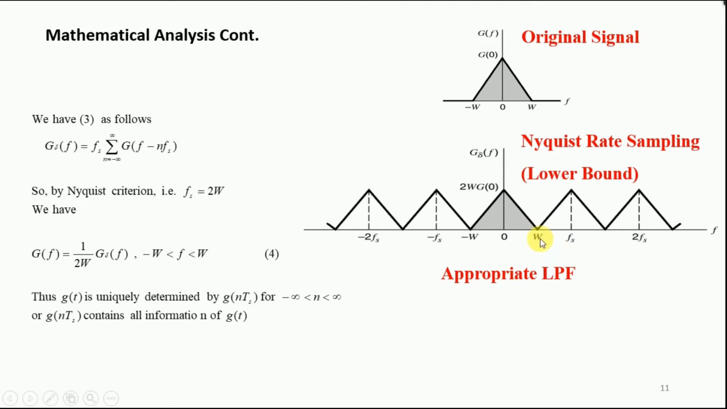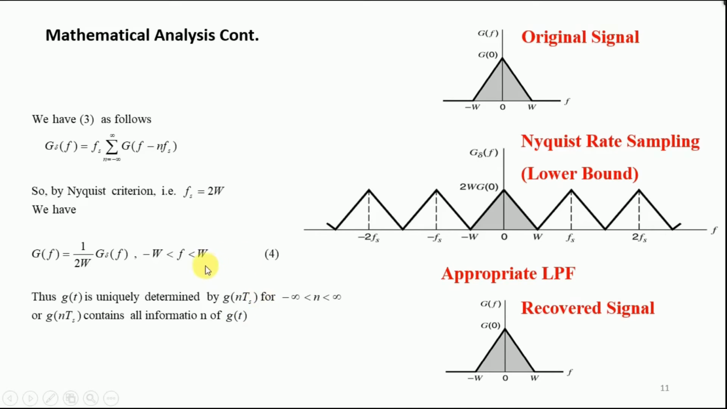So from this intuition we can say that G of f is related to G delta of f, such that if you consider minus w to w as the frequency range, and moreover you normalize the 2w factor which is expressed over here. So G of f is equal to 1 over 2w G delta of f, where f is from minus w to w, right? So this is at the output of our low pass filter. So by this we have recovered our original signal by means of a low pass filter, which is expressed over here.